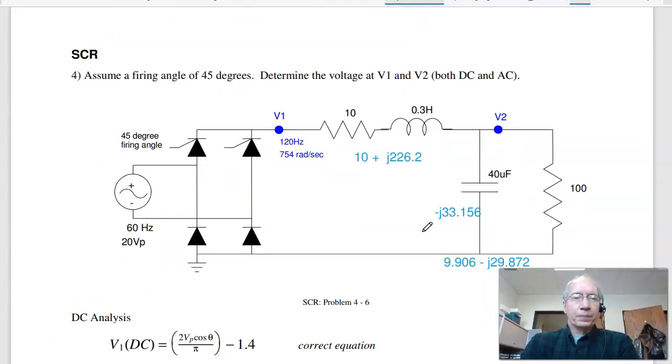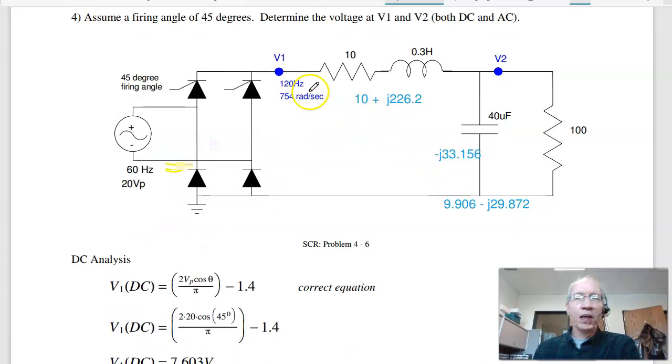Problem 4 is analysis of a semiconductor relay. Assume a 45-degree firing angle. Find the voltages at V1 and V2. Now note this has 4 diodes.